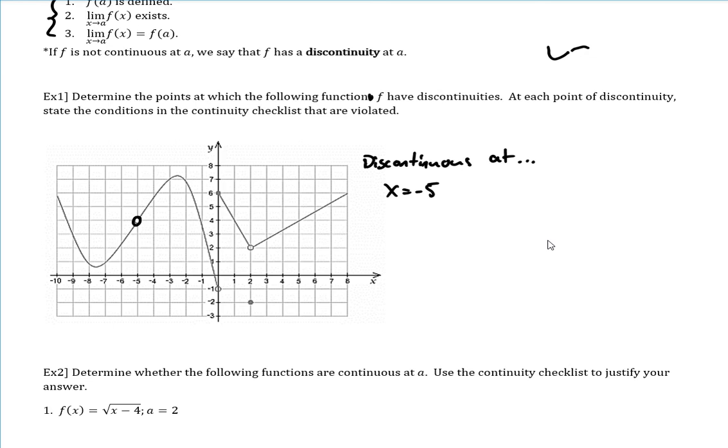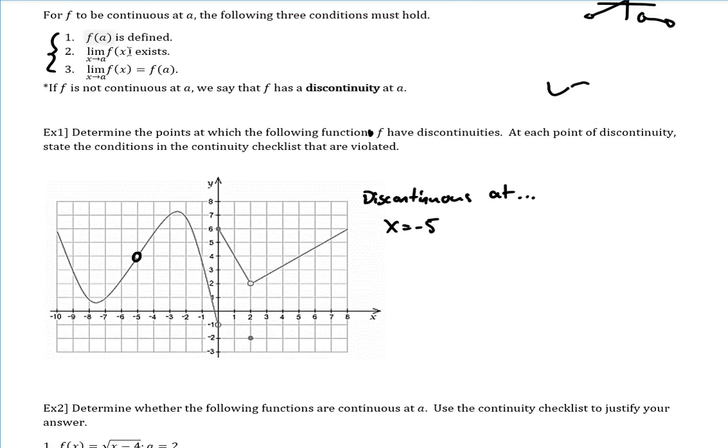And then it says, well, what rule did it violate? So we just did the basic rule where I said we had to lift up our pencil. Well, which one of these did it fail? If there's a big open dot and there's no other solid dot, that must mean that f of -5 is not defined. So we have f of -5 is undefined. That's the reason why it's discontinuous formally.